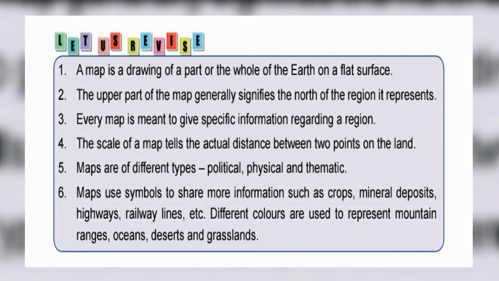Maps are of different types: political, physical, and thematic. Maps use symbols to share more information such as crops, mineral deposits, highways, railway lines, etc. Different colors are used to represent mountain ranges, oceans, deserts, and grasslands.